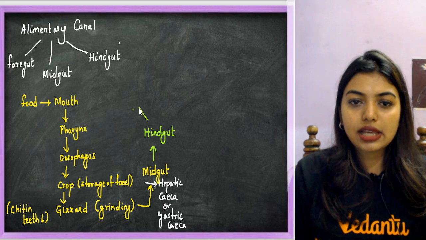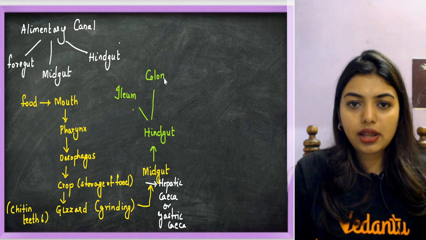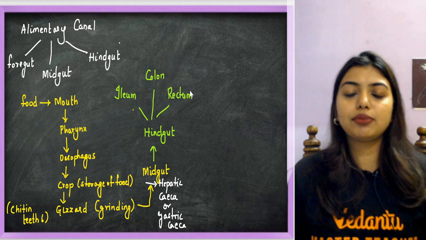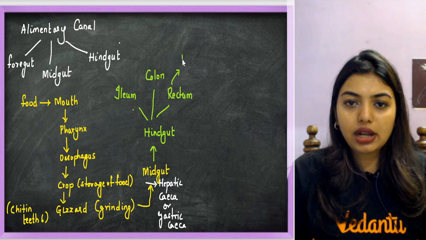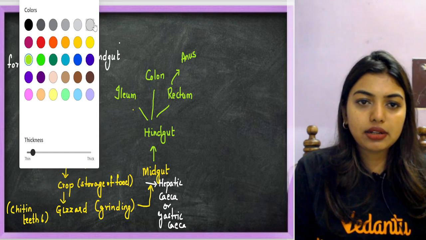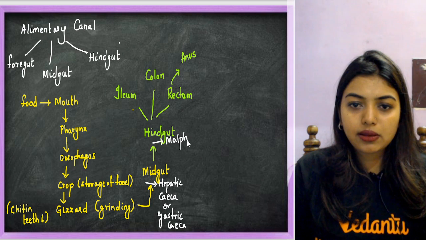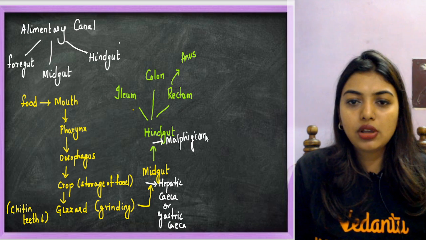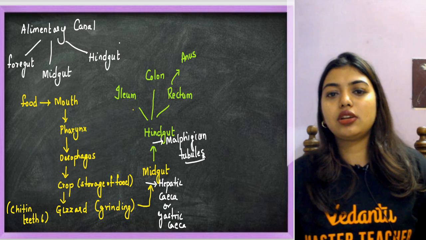In the hindgut, what is there? Ileum, colon, and rectum. Don't get confused with our pelvic girdle, ilium, ischium, and pubis. So here you remember ICR. Now from the rectum, the undigested food will go out through the anus. Between the hindgut and the midgut, you have Malpighian tubules. There can't be a better flowchart, so use this flowchart to learn this properly. Got it?